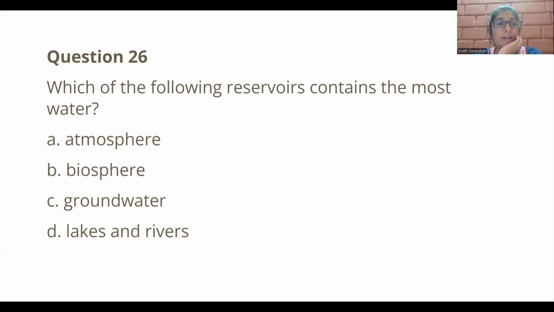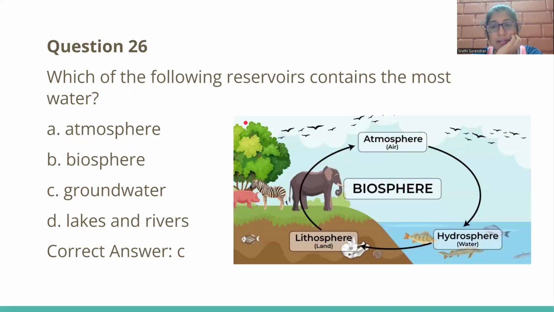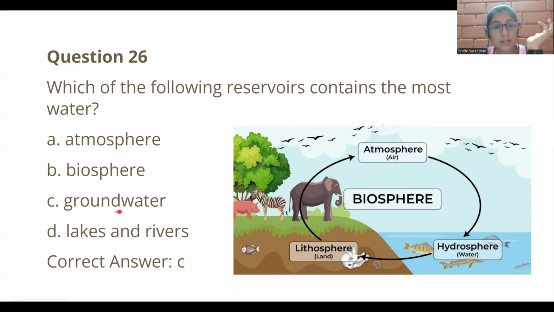Okay. Since we just have 5 minutes and a couple more questions, I think I'll just rush through the questions. Biosphere is nothing but comprising of atmosphere, lithosphere, hydrosphere. Hydrosphere means the water bodies, lithosphere is the earth, and atmosphere is the air. So in this option, the atmosphere is not containing the most water. Biosphere is comprising of all three. So it is not a very clear answer.